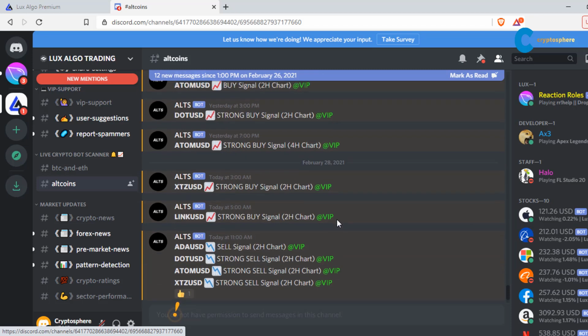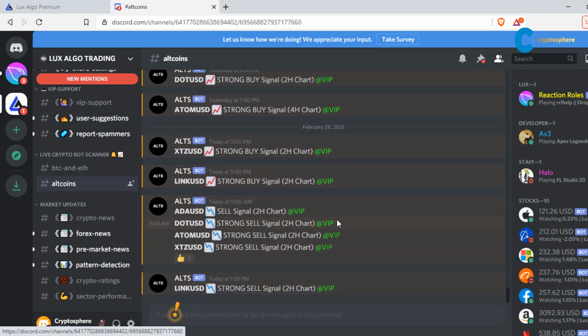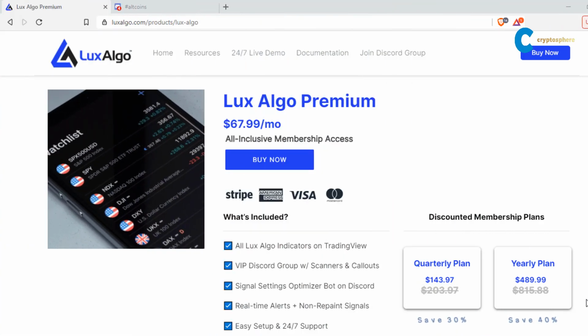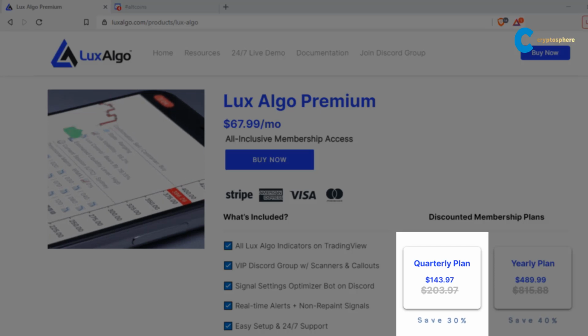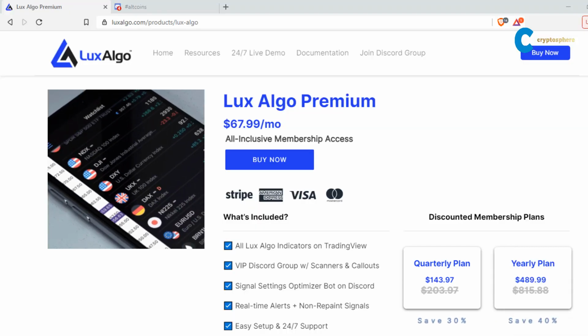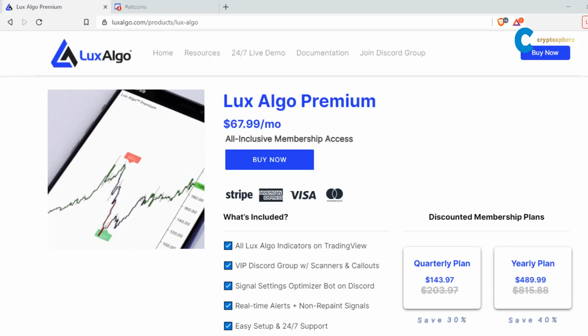Let's see in what price range Lux Algo is. They offer 3 different subscription plans. You can choose between monthly, quarterly, and yearly. In my opinion, the quarterly plan has the best value. You get a nice discount and the commitment isn't as big in case you don't like it.